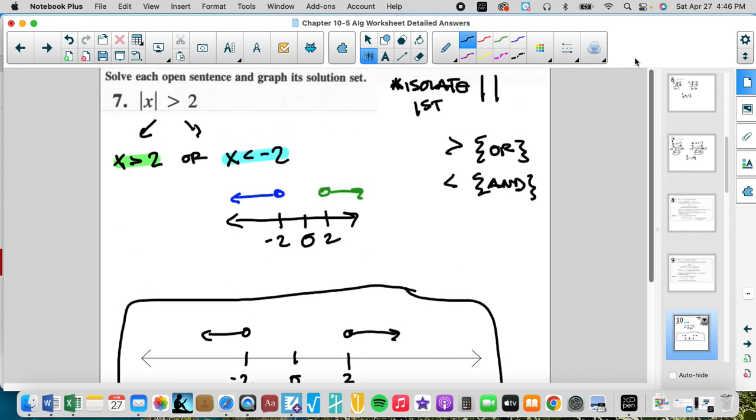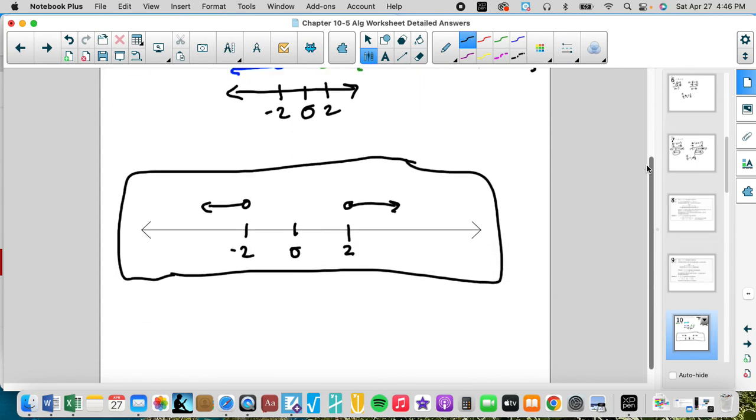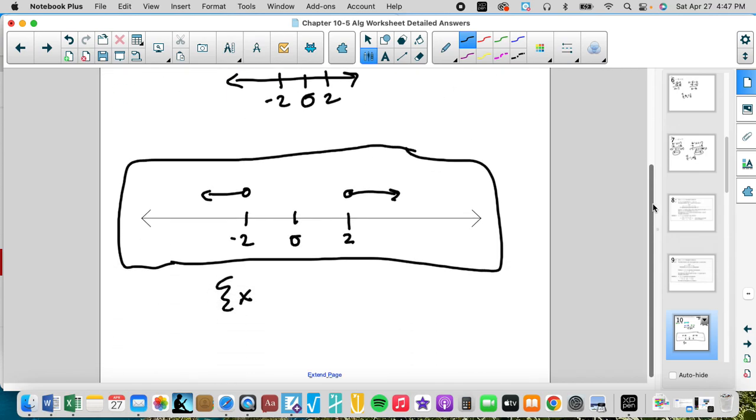I don't think I have to write a sentence, solve each open sentence, graph its solutions, but I'm just going to do it to stay consistent. x is less than negative 2 or x is greater than 2 would be the number sentence for that.